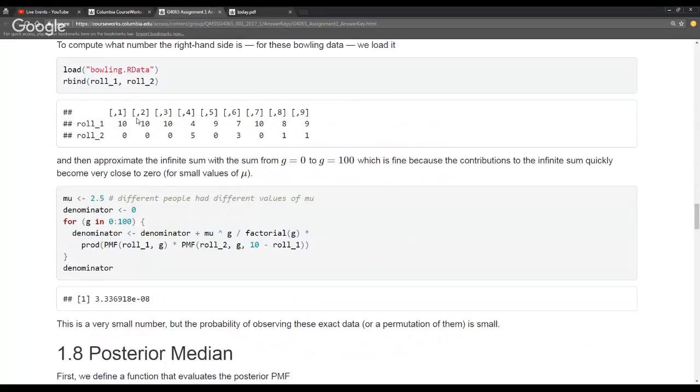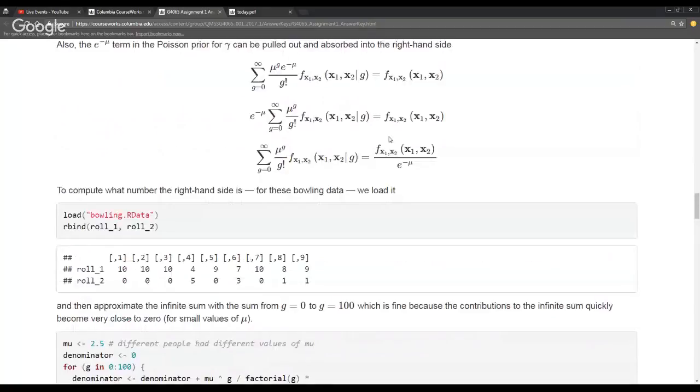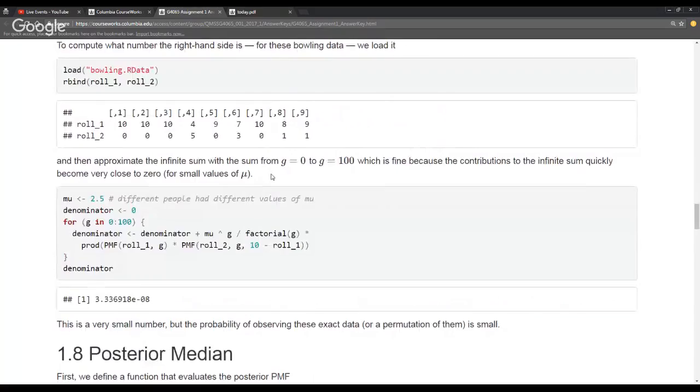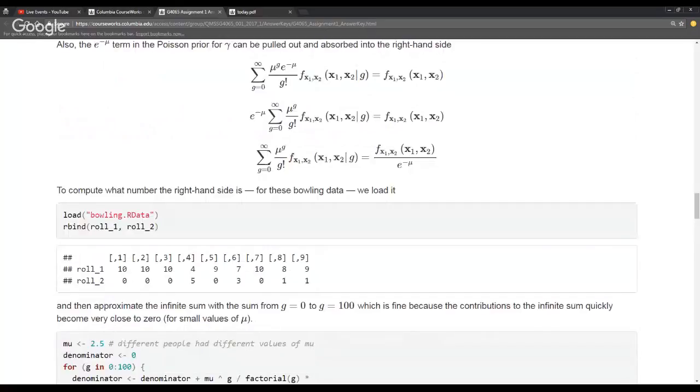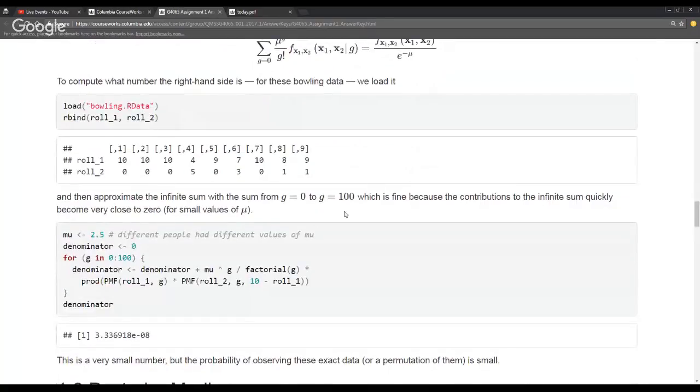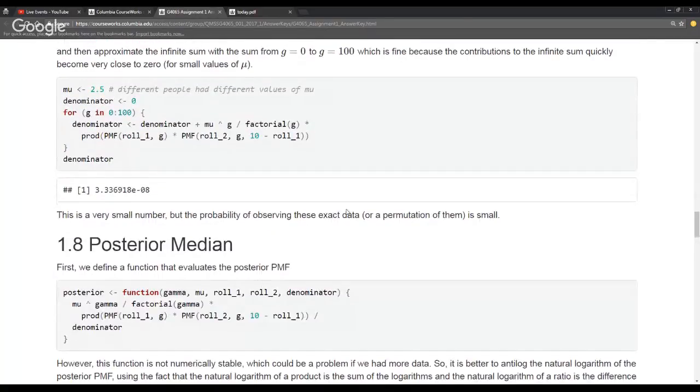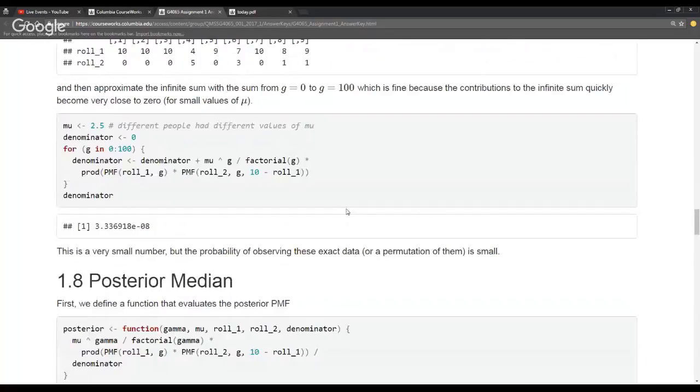So we load up the data. Person started off with a turkey, then got a 4 and then a 5, so they didn't get their spare, a 9 and then missed, a spare, a strike, and then missed, and then another spare. So these were basically made up numbers, and we want to compute what this piece is over here. So we're going to approximate the sum from 0 to infinity with the sum from 0 to 100, and this, whether it's accurate or not, depends on the context.